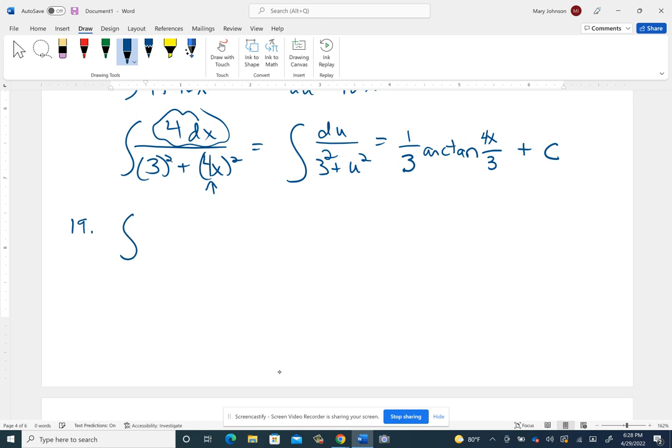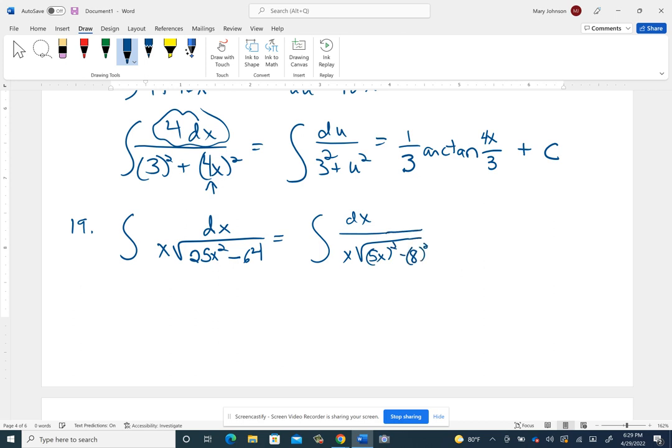And that one has that x with a radical in the denominator. So you should be thinking arc secant, shouldn't you? All right, so let's get it looking right before we figure out what we're going to replace. Okay. All right, so let's see. I'm going to let u equal 5x. Then du would equal 5 dx. And then we can see a is going to be 8. Okay.